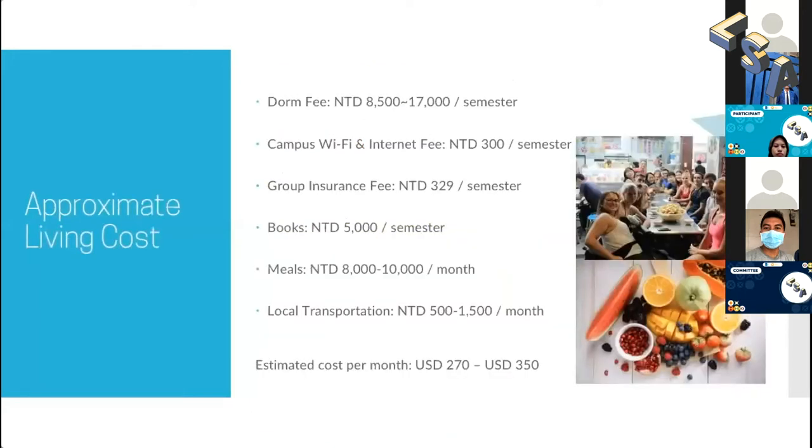The estimated living cost per month is between $270 to $350. The meals cost is much lower than in Taipei.